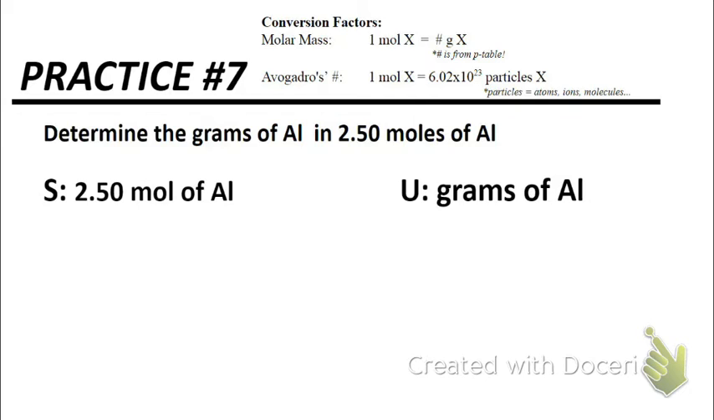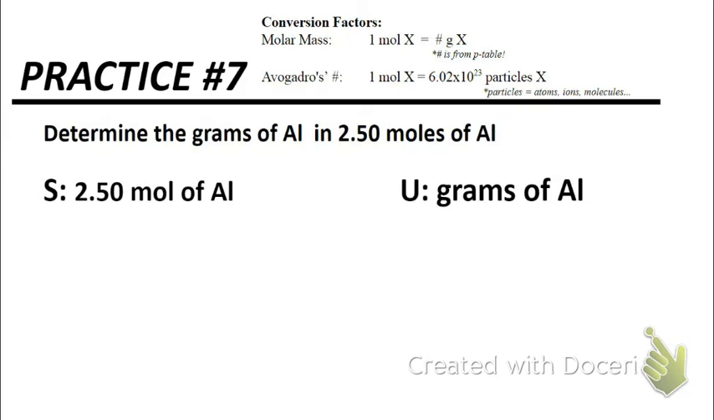So we now need to determine our conversion factor. We only get to choose from one of these two conversion factors, the molar mass or Avogadro's number. So we know that we're going from moles to grams. We want our conversion factor to also have moles and grams. Molar mass contains moles and grams. But notice that this conversion factor has a number symbol here, and that's because we have to fill in the blank. We have to determine the number that goes there.